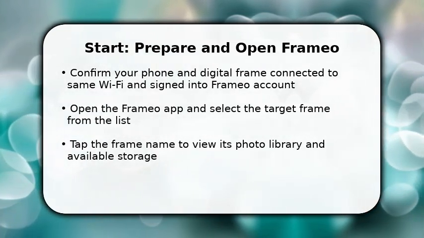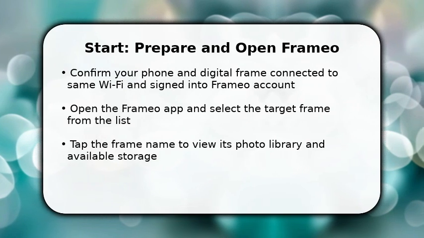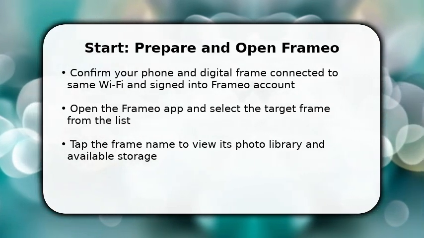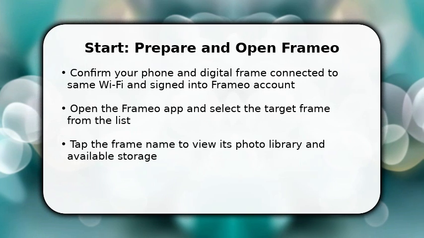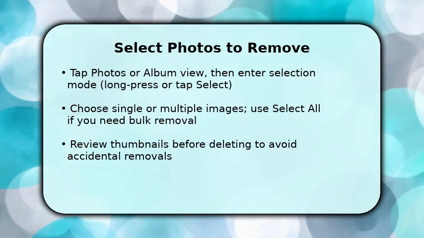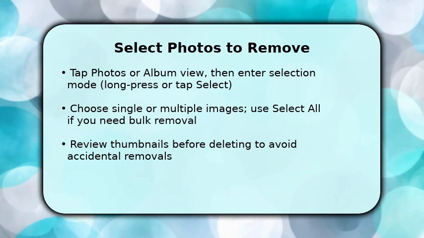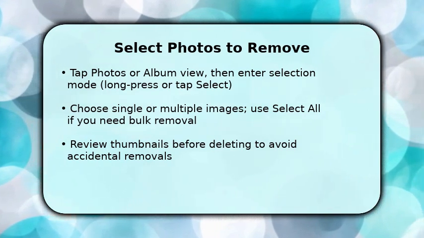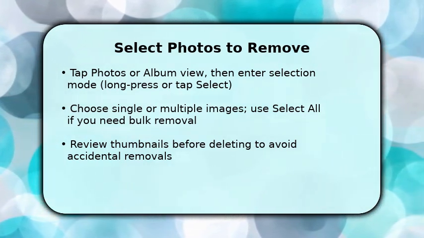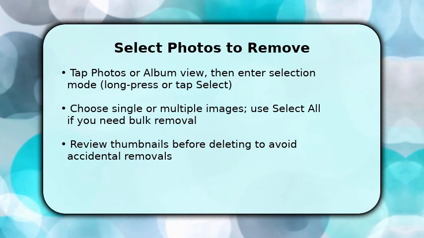Then tap the frame name to open its photo library. This puts you in the place where deletions are performed so you can take action immediately. Once in the frame's photo library, enter selection mode by long pressing one image or tapping select. This lets you pick multiple items quickly.